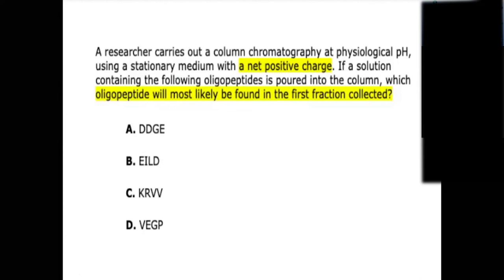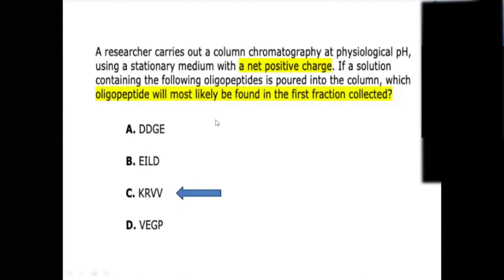Okay, so 50% say C, and 33% say A. Interesting. That's actually very good. You saw that it would either be a very negative molecule like DDE or a very positive molecule like KR. It wouldn't be either of these two because they're not very negative, but they are somewhat negative. They're not positive. This one has one E, and this one has an E and a D, which are both negative. The correct answer would be C.